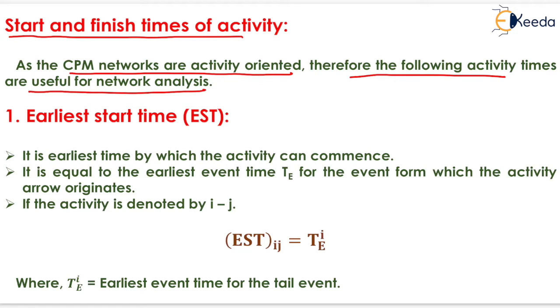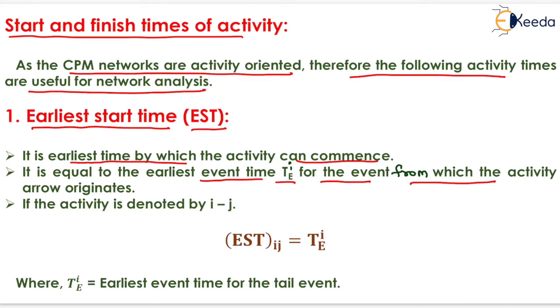As the CPM networks are activity oriented, therefore the following activity times are useful for network analysis. That is, the first one is earliest start time, that is denoted by EST. It is the earliest time by which the activity can commence. It is equals to the earliest event time, that is TEI, for the event from which the activity arrow originates. If the activity is denoted by Ij, then EST of Ij will be equals to TEI, where TEI is the earliest event time for the tail event.